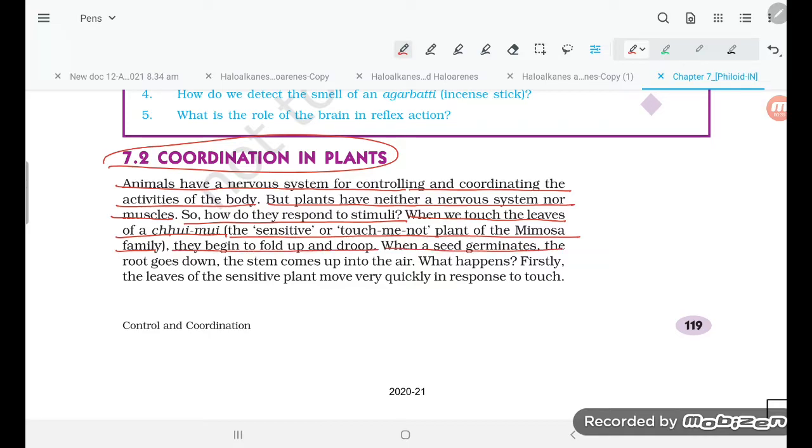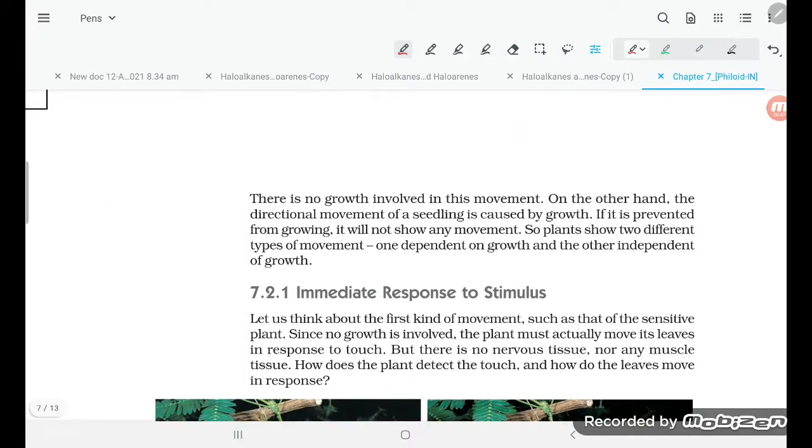When a seed germinates, the root goes down, the stems come up in the air. What happened? Firstly, the leaf of the sensitive plant moves very quickly in response to touch. There is no growth involved in this movement. On the other hand, the directional movement of the seedling is caused by growth. If it is prevented from growing, it will not show any movement. So plants show two different types of movement, one dependent on growth and the other independent of growth.